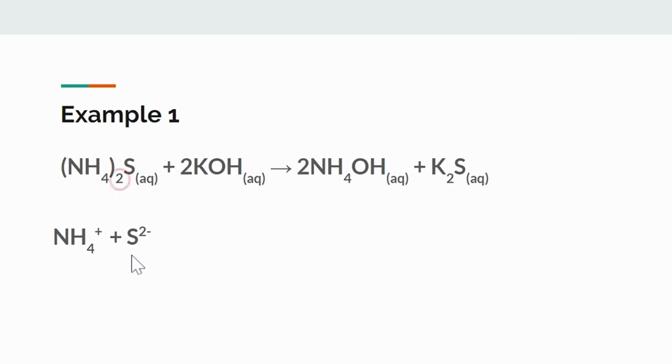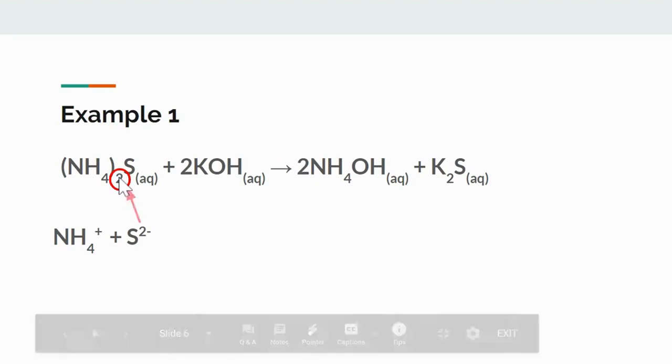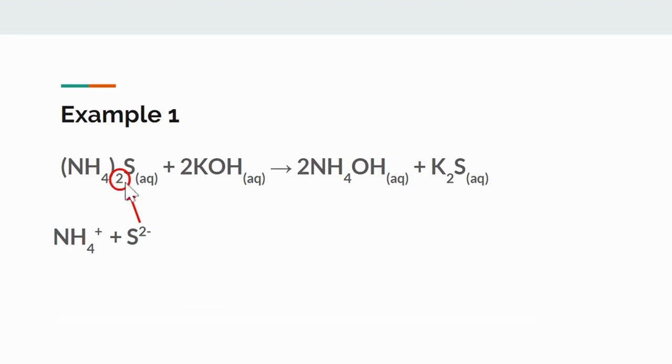And if you recall, this 2 here is here because of the swap and drop method, because of the charge of the sulfide. That's the reason this is a 2. Well, because this 2 is here, that means that I have 2 ions of ammonium to make this compound electrically neutral, meaning the charge balances out.